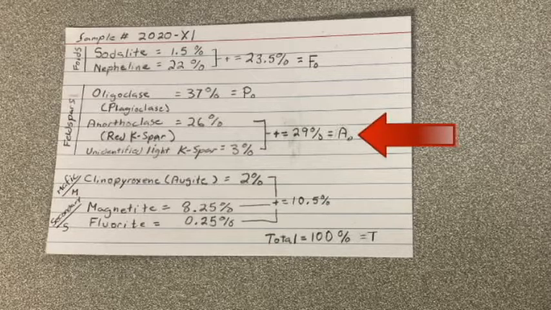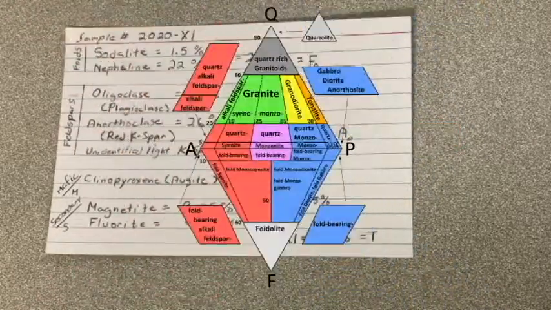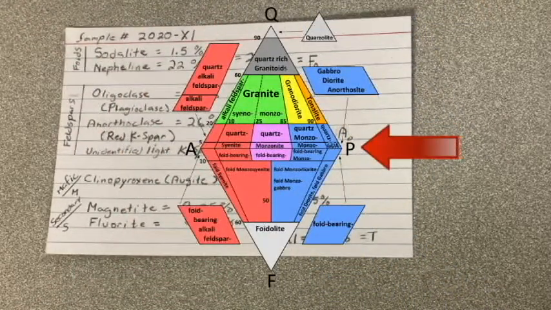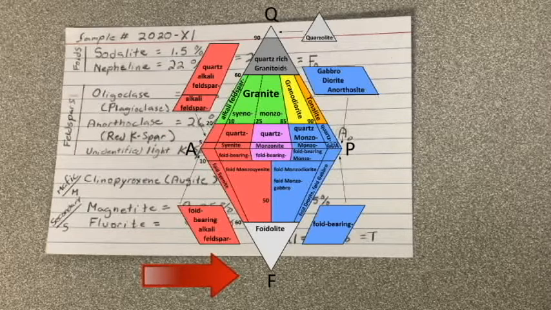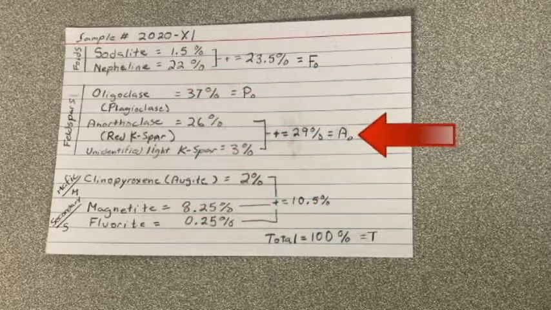We need to combine the K-spars because on the QAPF plot, we keep the plagioclase separate from the K-spar. So our K-spar is going to equal our A, alkali feldspar. That's where it comes from. F is feldspathoid on the diagram, A is alkali or K-spar, and P is plagioclase. We get 29%.